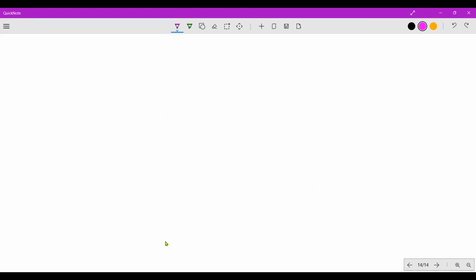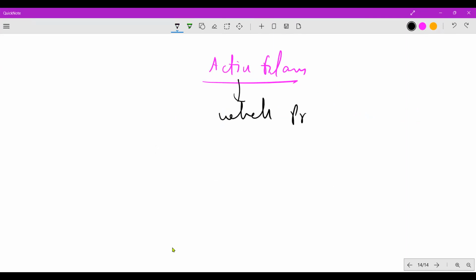ठीक है? तो now we know we are studying about the actin filaments. हम बात कर रहे हैं actin filaments की. The name itself is very clear. ये जो actin filaments हैं, we know they are made up of which proteins? Which proteins will make actin filaments? We know it is the actin proteins.